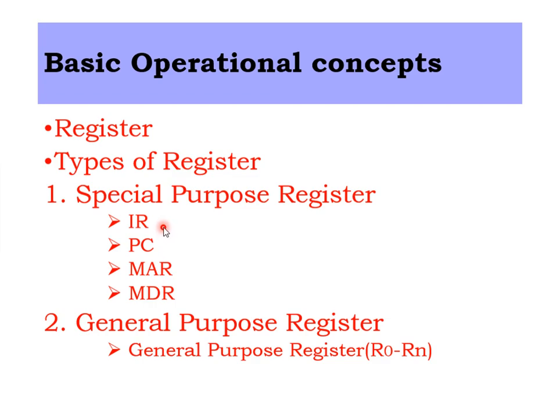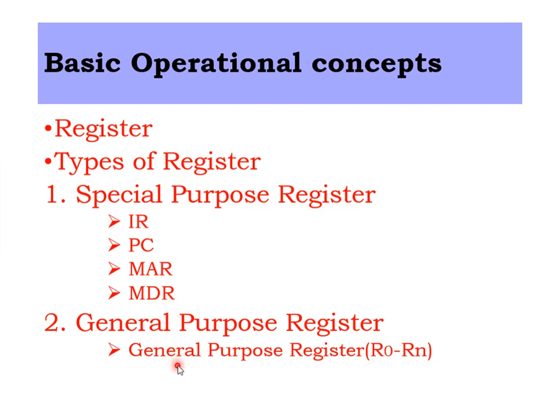The first one is called IR. IR stands for instruction register. The second register available is PC, which stands for program counter register. The third one is MAR, which stands for memory address register. The next one is MDR, which means memory data register. I'll read it out once again: IR means instruction register, PC program counter register, MAR memory address register, MDR memory data register.